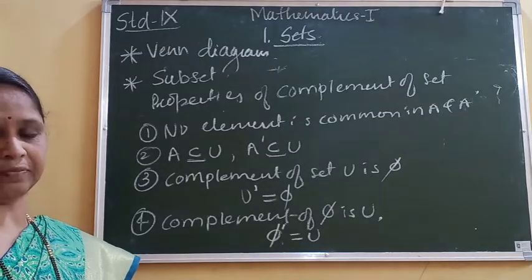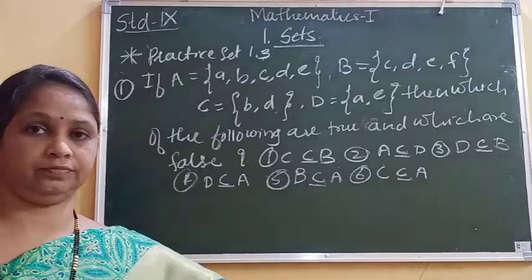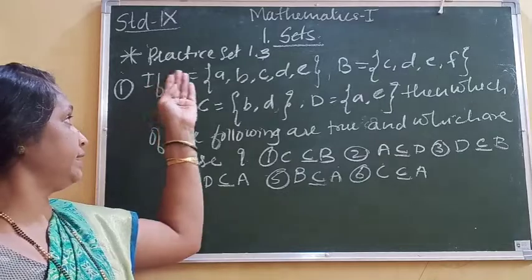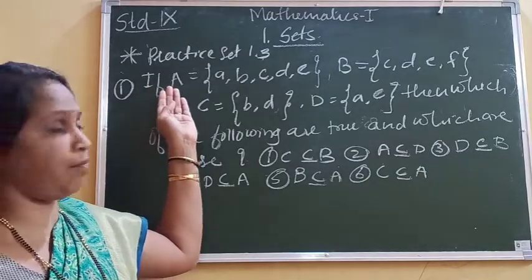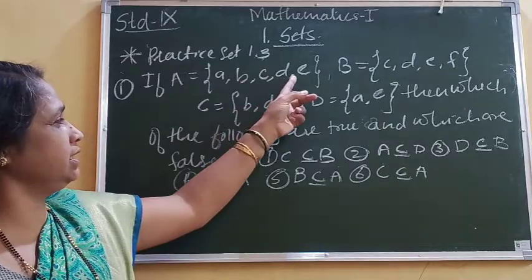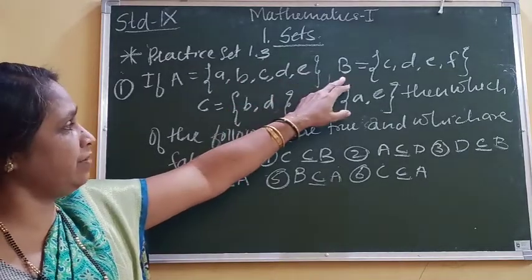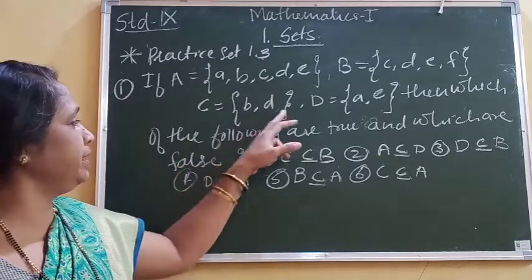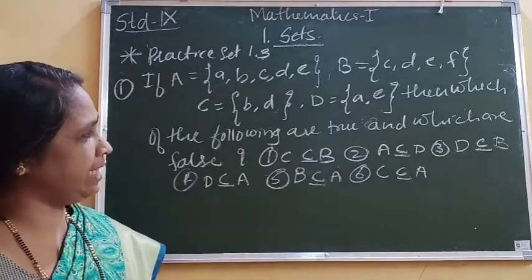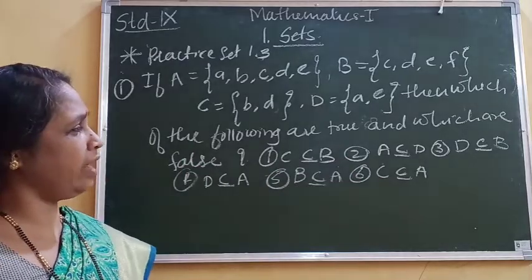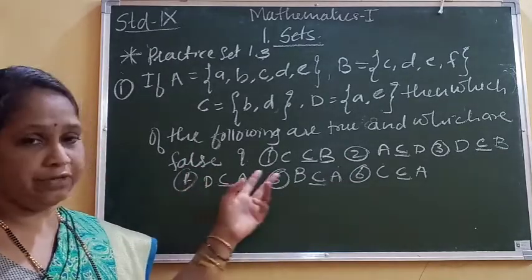Okay, now we will see practice set 1.3. Now see here, example 1. If A has the elements A, B, C, D, E, and B has the elements C, D, E, F, C has the elements B, D has the elements A, E, then we have to tell which of the following are true and which are false.